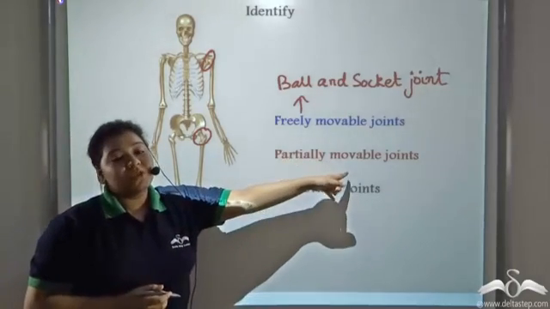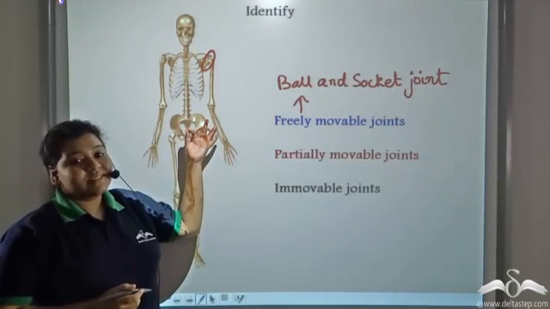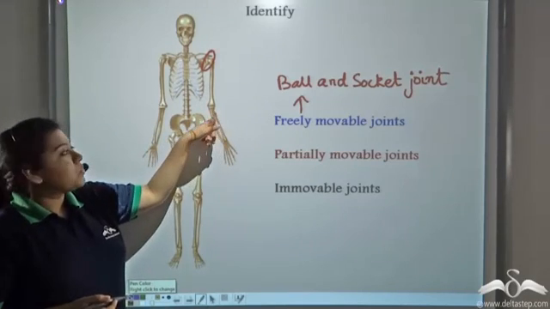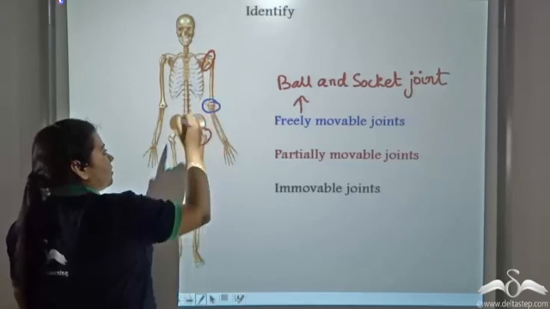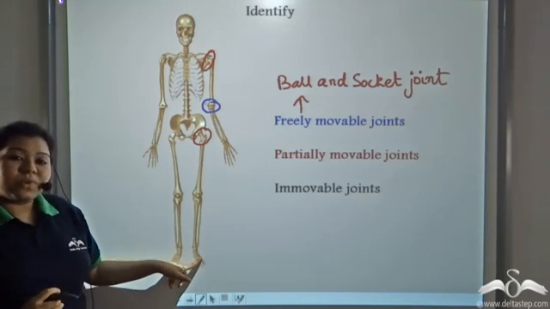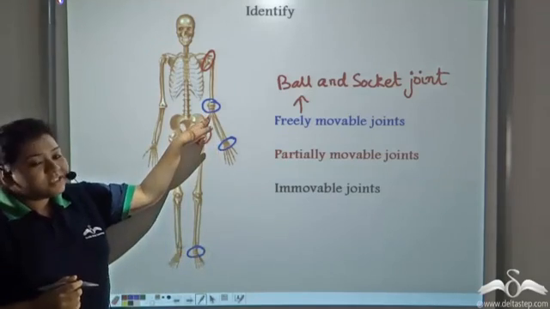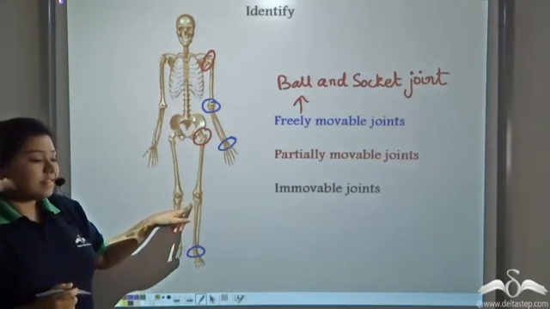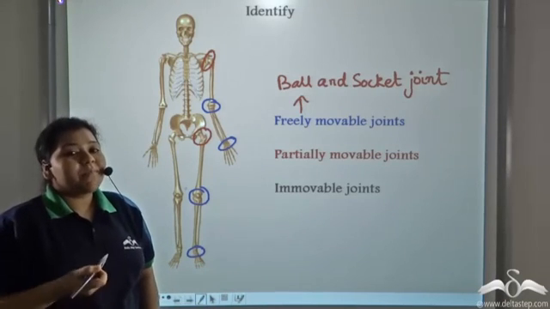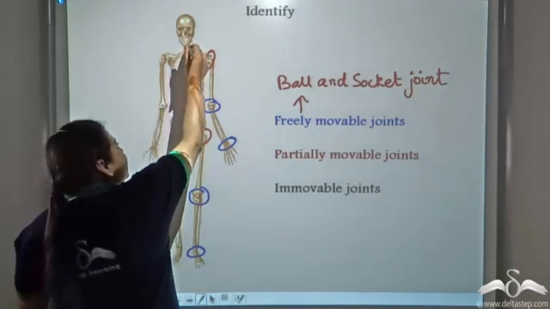Now what about partially movable joints? We've talked about three partially movable joints. Try and name all three. Yes. One is present in our elbows. It is known as the hinge joint. One is present in our wrist and our ankles, which is known as the gliding joint. The hinge joint is also present in our knees. And finally, the third partially movable joint is present between the skull and the vertebral column, and it is known as the pivot joint.